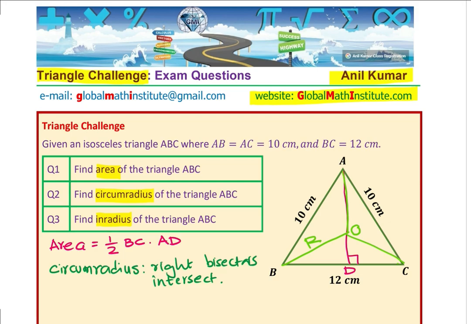And thirdly, we want to find Inradius. Inradius is a point where the bisectors of the angle intersect, right? Perfect. So if there is a point which is incenter, in that case, the bisector of the angles will intersect, right? So I hope the basic concept is clear.